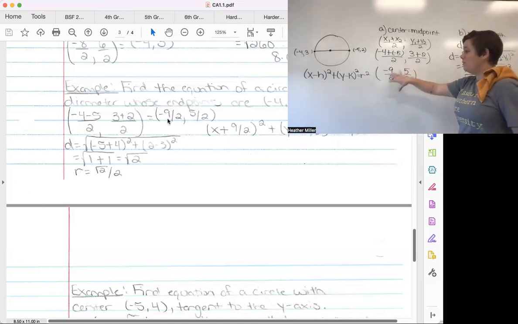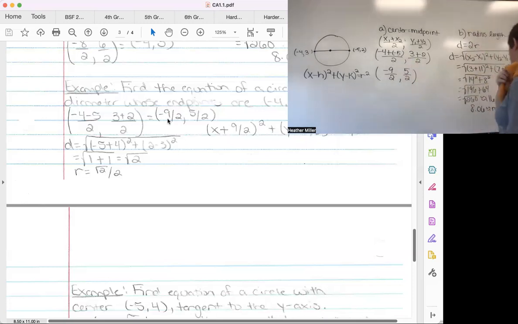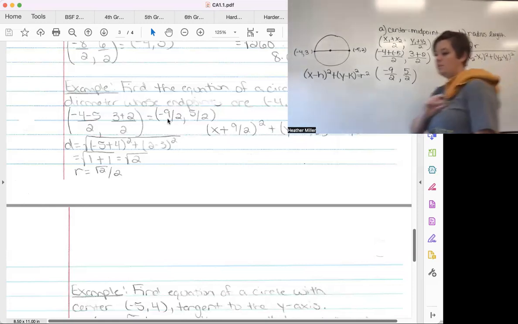So even though you're like, well, that's kind of a gross answer, this is the center of the circle with that diameter. So we're going to leave it because that is okay. Now we're going to find the distance.